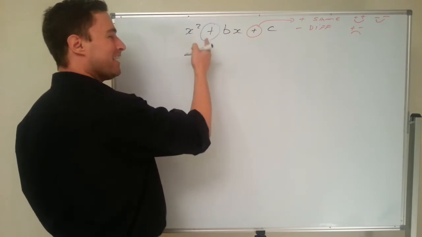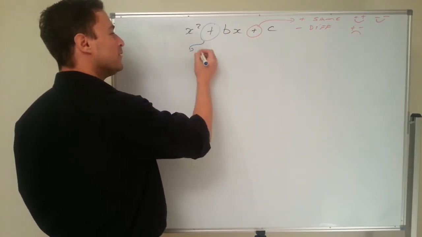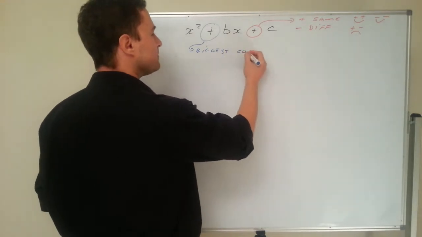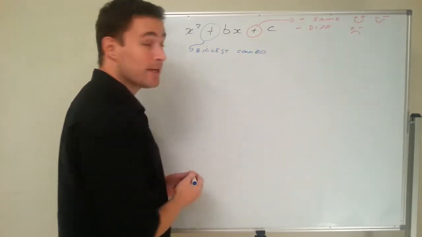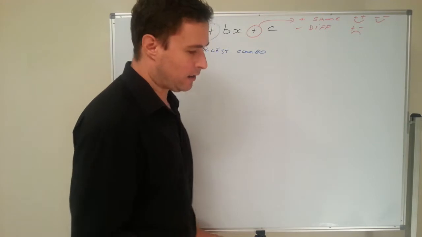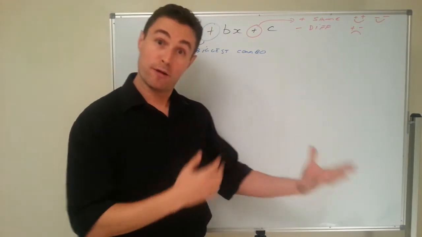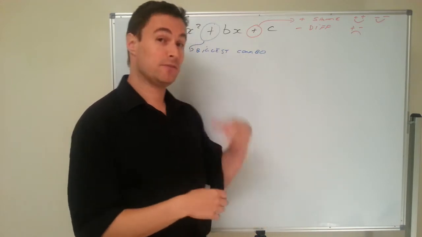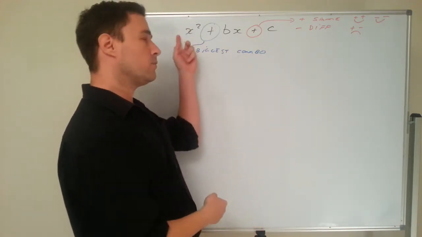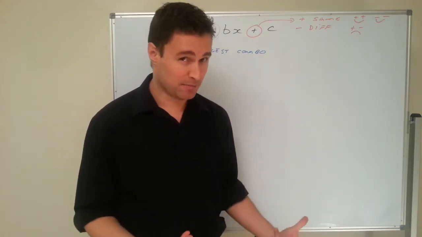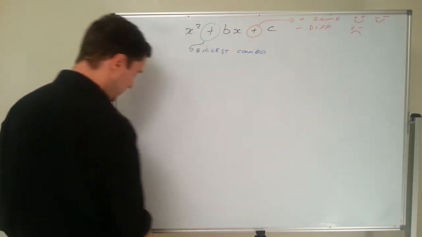Okay, so, now this sign. This sign goes to the biggest combo. Okay, the biggest combination. Now, right now, because we don't have an A, because A is 1, we don't have to worry about the biggest combo. Okay, when you get to a place where A is not 1, then you're going to have to worry about the biggest combination. Right now, it's just going to go to the biggest number. Okay, and I'll show you what I mean by that.